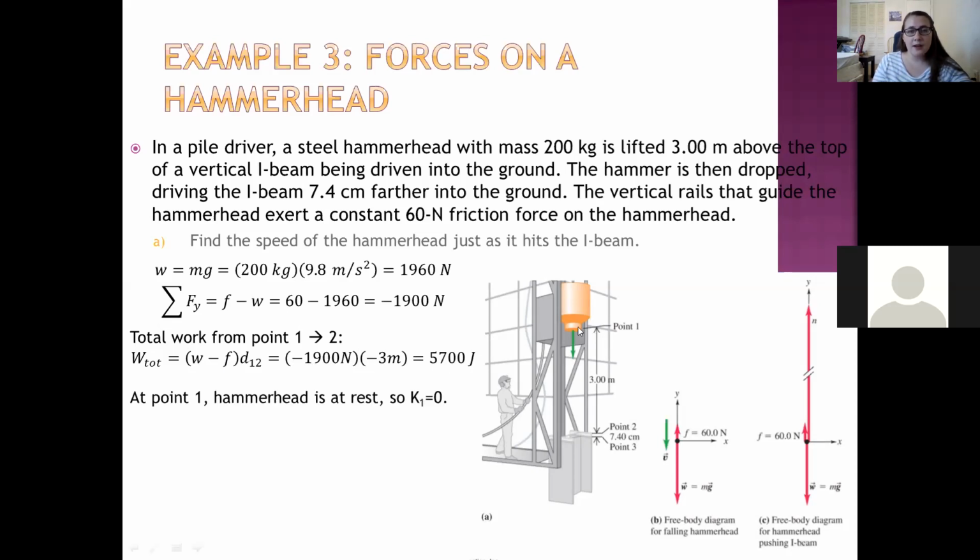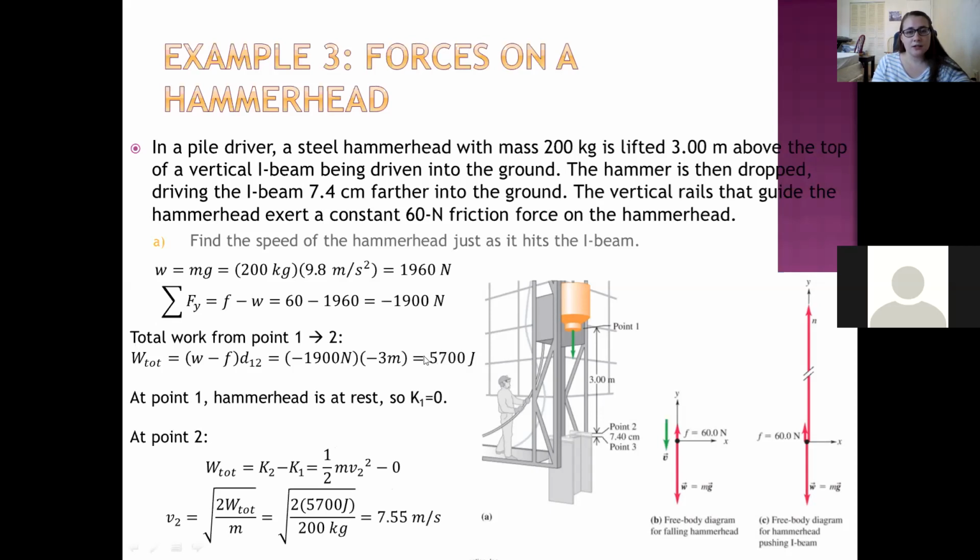At point 1, the hammerhead is at rest, so its initial kinetic energy is 0. But at point 2, it's falling down, it's moving, so its kinetic energy is not 0. Its kinetic energy at that point will be 1/2 mv at that point squared. And so that total work done is the change in kinetic energy.